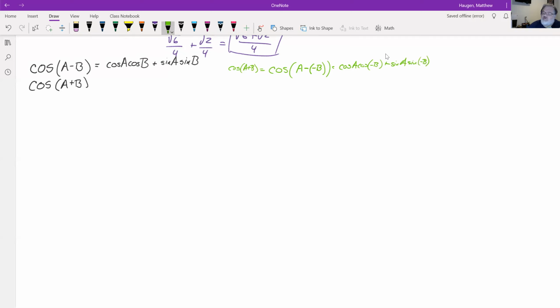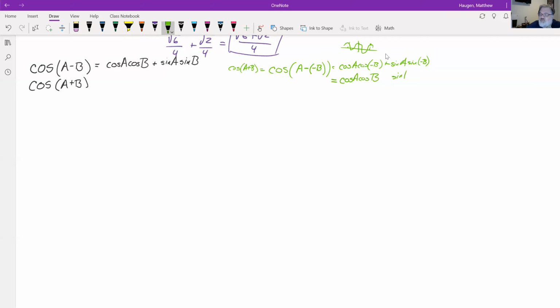But even better, if we remember that the cosine is an even function, the cosine of the opposite of something, changing from negatives to positives, doesn't change the answer for cosine. If you remember, cosine is even, right? So it's the same on both sides. So whatever happens at B is the same thing as what happens at the opposite of B. So this just turns into the cosine of A times the cosine of B.